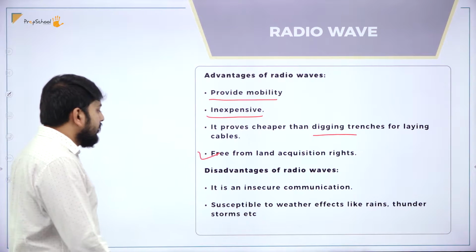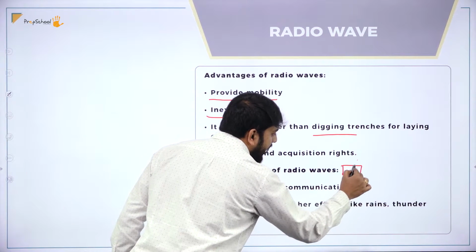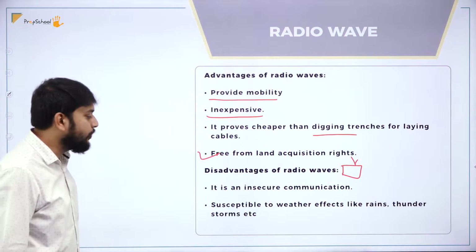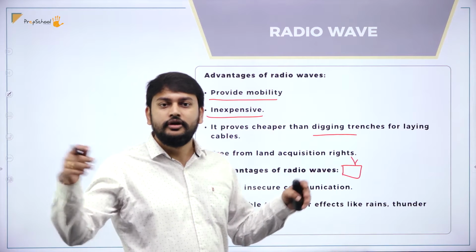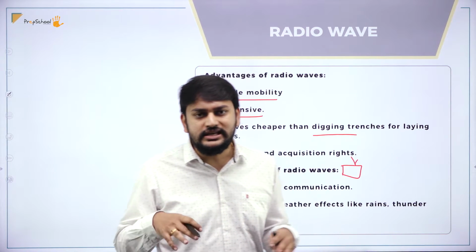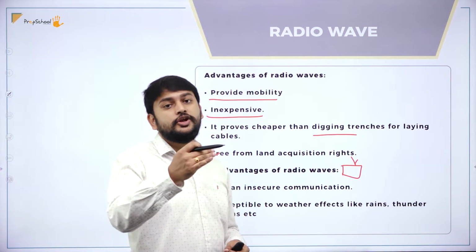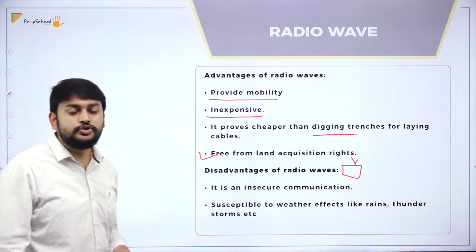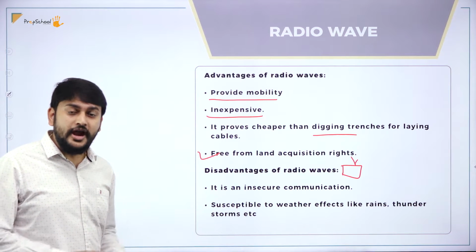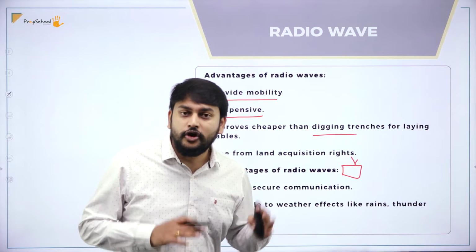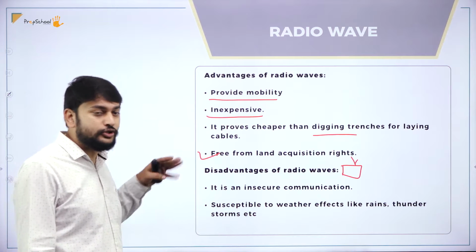When it comes to the disadvantages with respect to radio waves, what do we have? It is an insecure communication. Anybody can know. It's very simple. It's very easy to peep into your data, whatever you are trying to transmit in the radio waves in the form of sine waves. So that's what you need to understand. It's totally insecure. When you compare radio waves with infrared, infrared is much more secure than radio waves. All right, so that's what you need to remember.